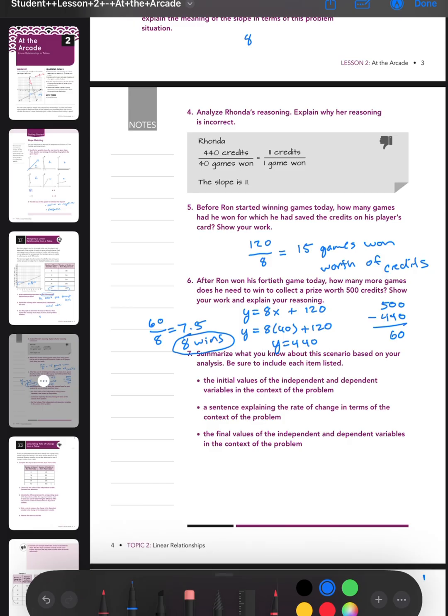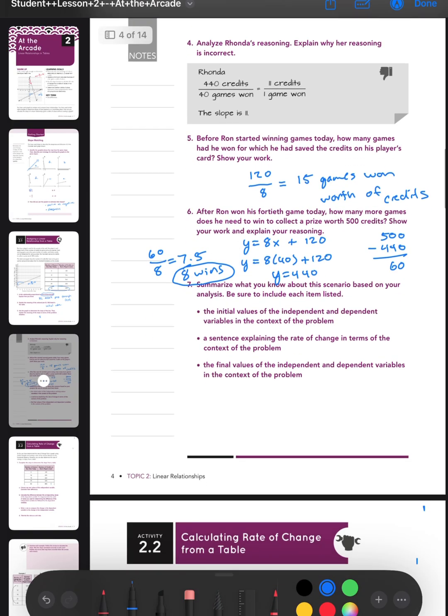All right, so 7, summarize what we know about this scenario based on our analysis. Be sure to include each item listed. The initial values of the independent and dependent variable in the context of the problem. So independent, dependent variable, I'm going to write this all down here. We got a little more space. Our independent and our dependent variables. Independent variable is the number of games he's won. That's our input value. Our dependent value is the credits earned.